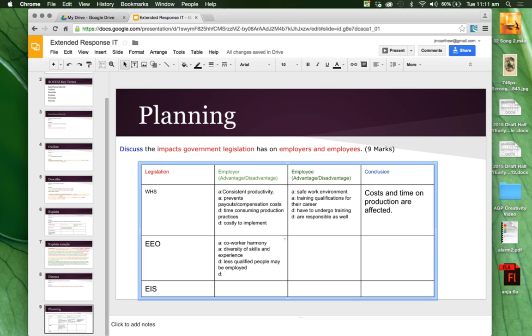Any other disadvantages with it? Very similar to the one above. There's no competitiveness in everyone's striving. Yeah, I think we've sort of said co-worker harmony though, so we've got to be careful on contradicting ourselves in here. Yeah, I don't know about the time-consuming aspect. What I'm thinking is this area here.